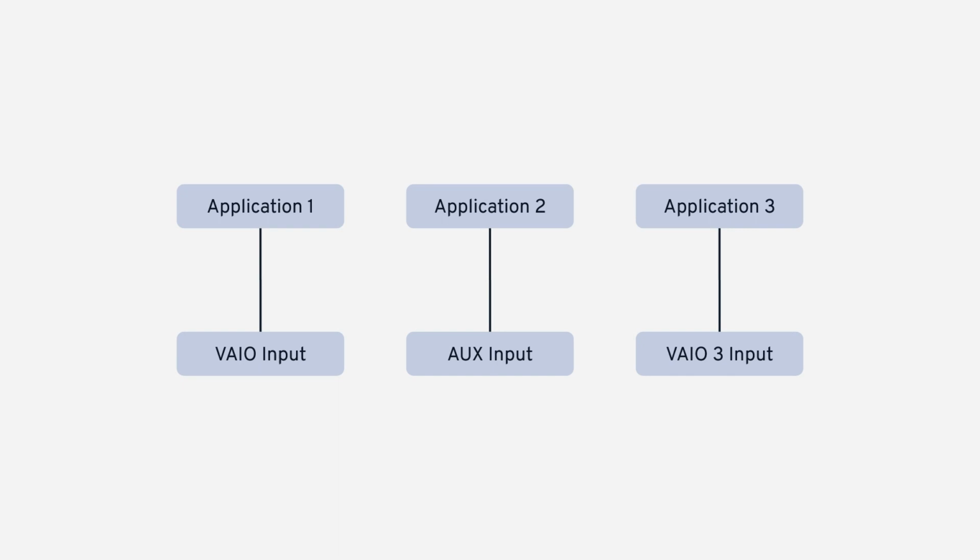There is no difference between the VAIO input, the aux input, and the VAIO 3 input. But these three inputs are what allow us to split audio up by application. And again, inputs, whether hardware or virtually based, are devices used to capture audio. They are listening for sound. Of course, we need to send that audio somewhere, and that somewhere is called an output.